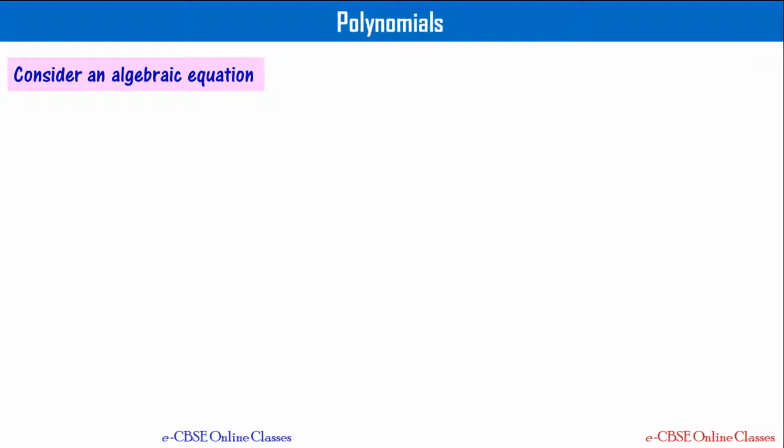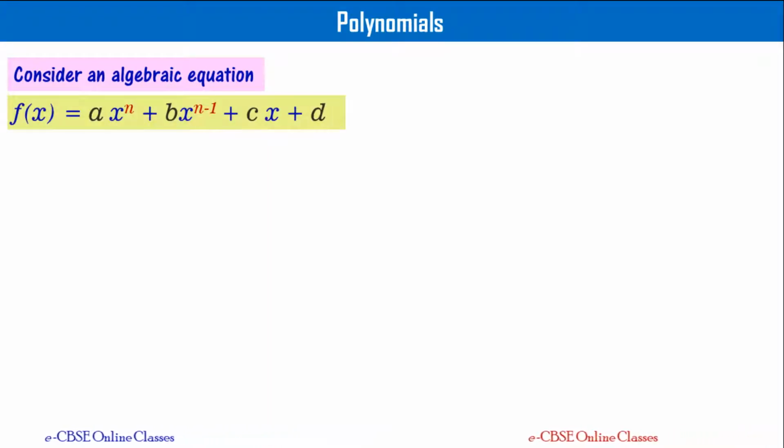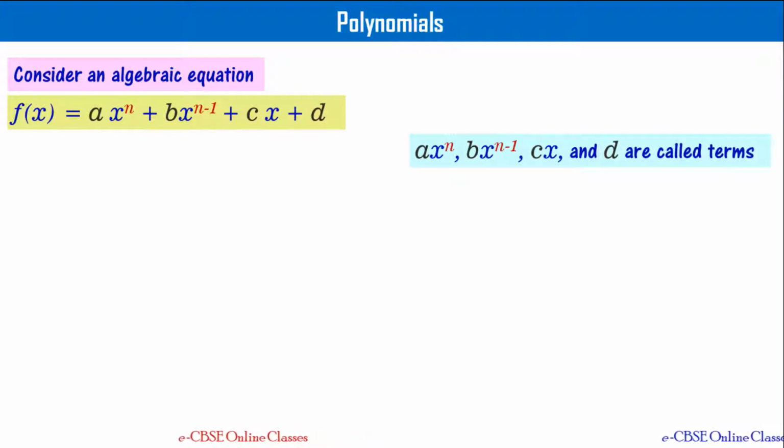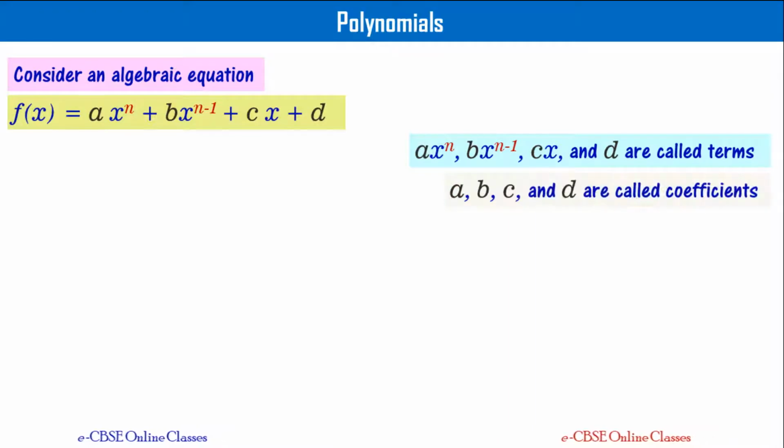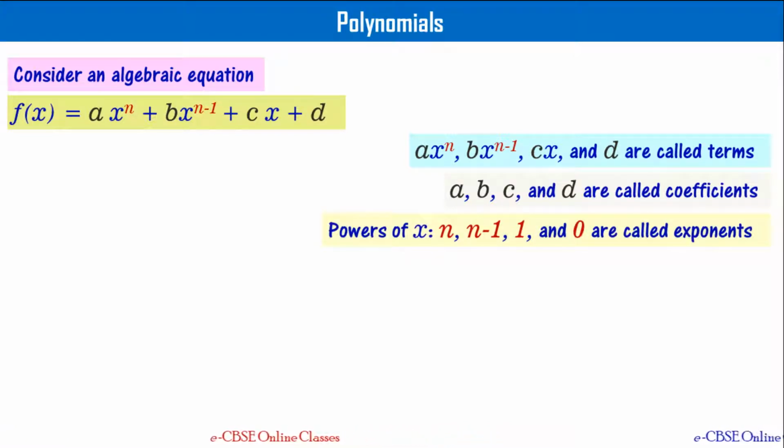Let us consider an algebraic equation, that is f of x is equal to a times x to the power of n plus b x to the power of n minus 1 plus c x plus d. In the equation, a x to the power of n, b x to the power of n minus 1, c x and d are called terms. To be precise, these are called terms of the equation. a, b, c and d are called the coefficients. Powers of x, those are n, n minus 1, 1 and 0, are called the exponents.